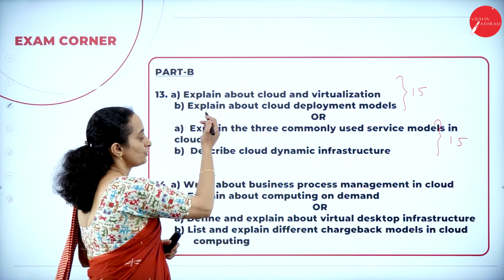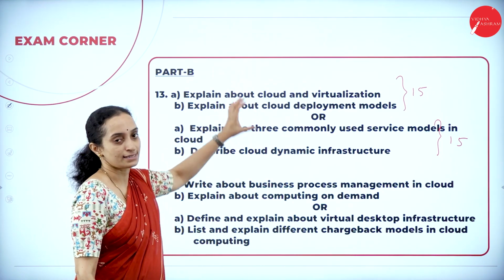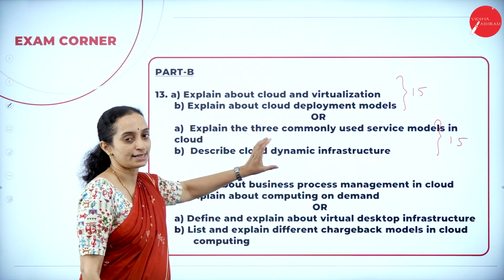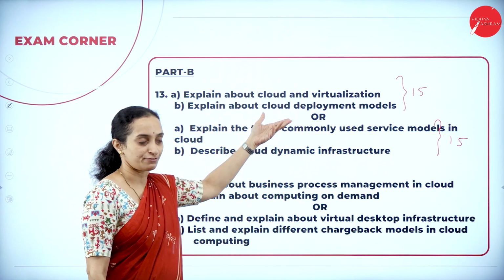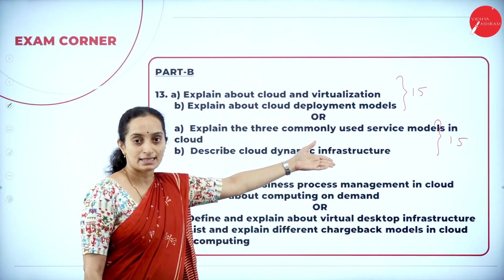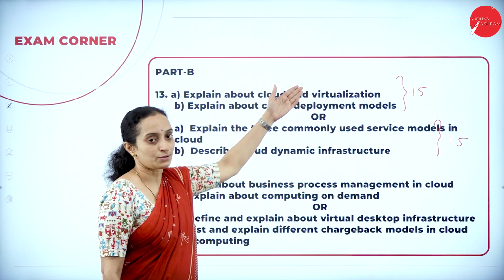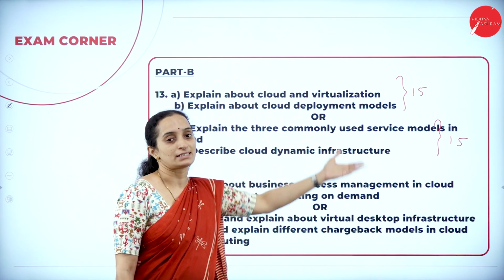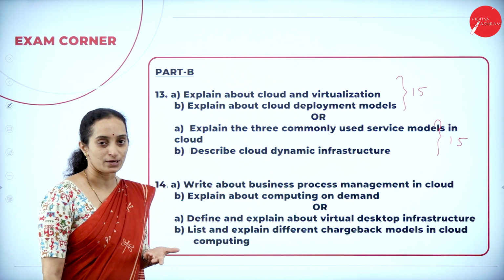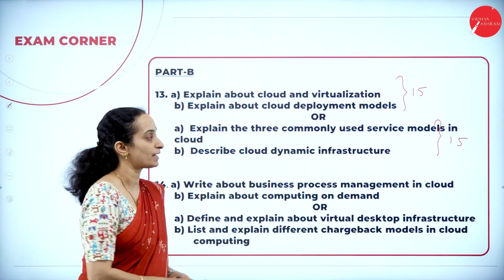But the thing is, you have to answer any one set. Choose any one set to answer. If you answer both the sets, you will get only 15 marks. Even if you write 30 marks, set 1 and set 2 from the first unit, you are going to get a maximum of 15 marks only. So the other part will not be considered.